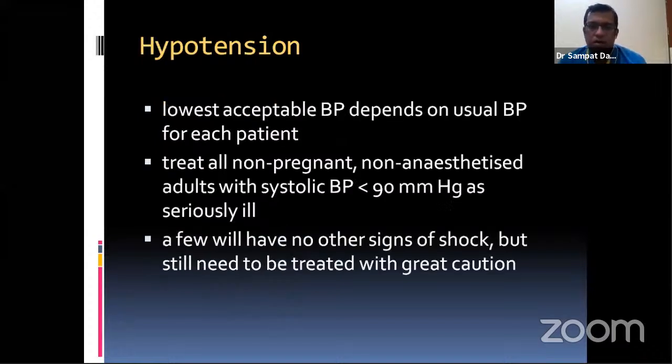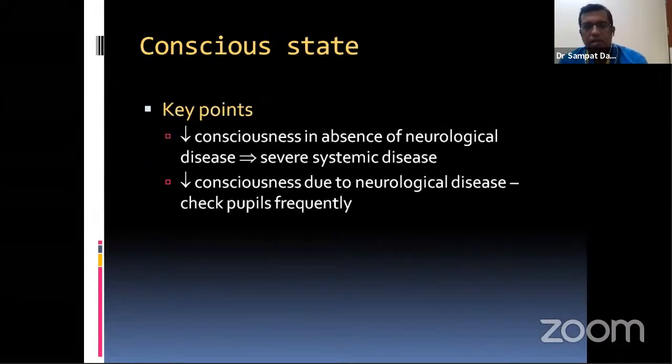Now, I have talked a bit about hypotension. If your systolic blood pressure is less than 90, it means hypotension. And consciousness is an important thing. A patient going down in the absence of neurological disease, that is, slowly deteriorating, means it is something bad. So please remember, a tachypneic patient or a patient with respiratory disease going down or becoming drowsy is bad. Again, the same thing.